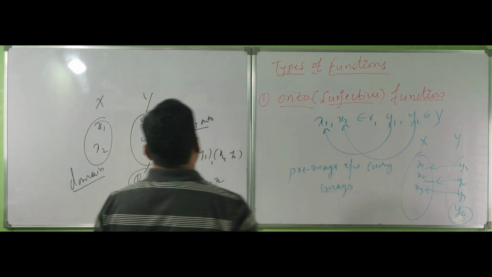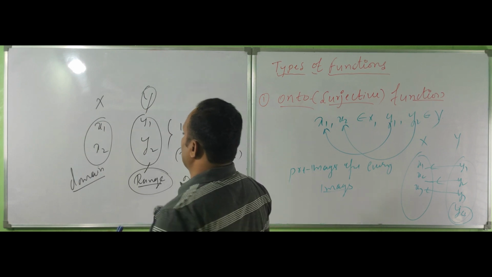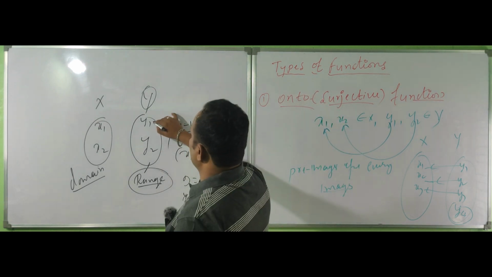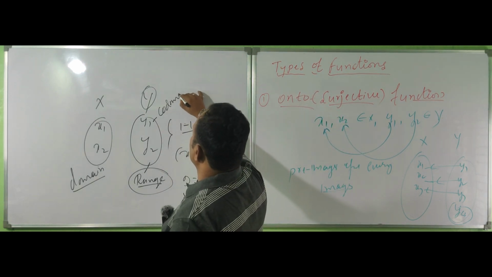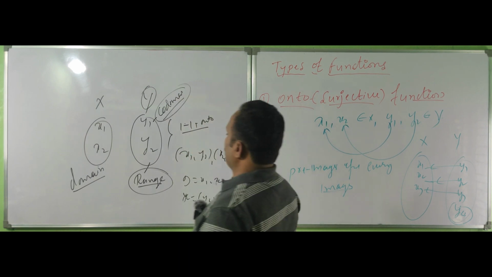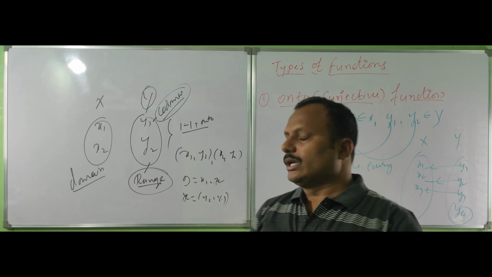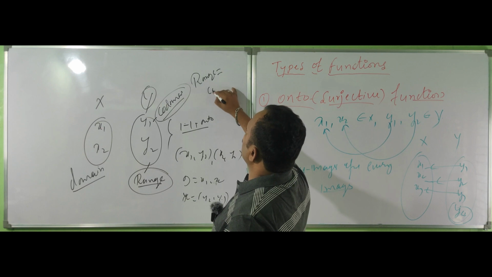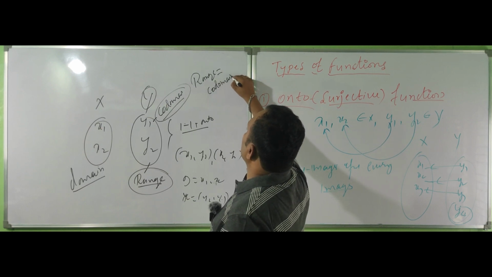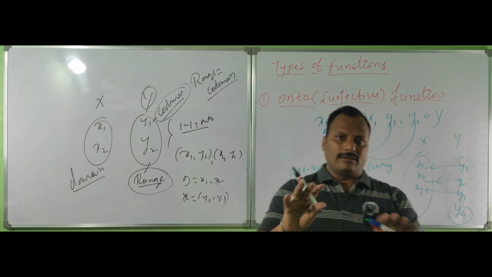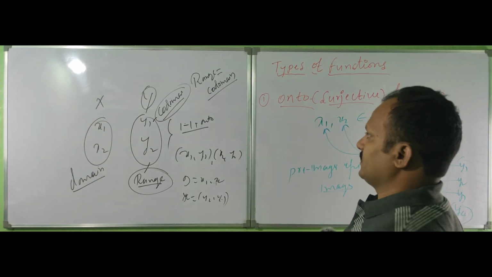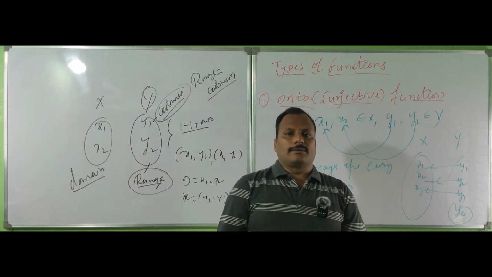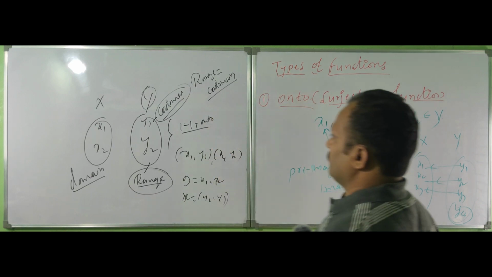What is codomain? The whole set is the codomain. Here the codomain is reduced to the range. Range is equal to codomain. It means there are no other elements in the set of y except the images of x. That's what we call onto.